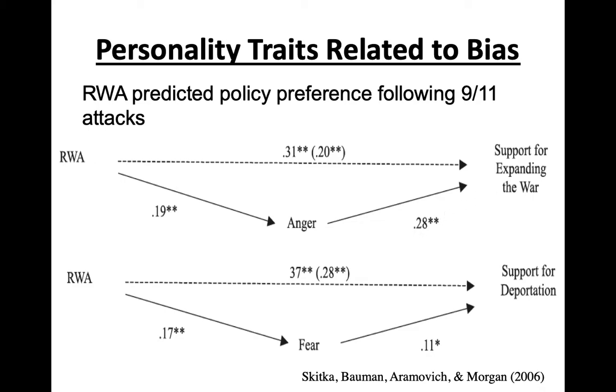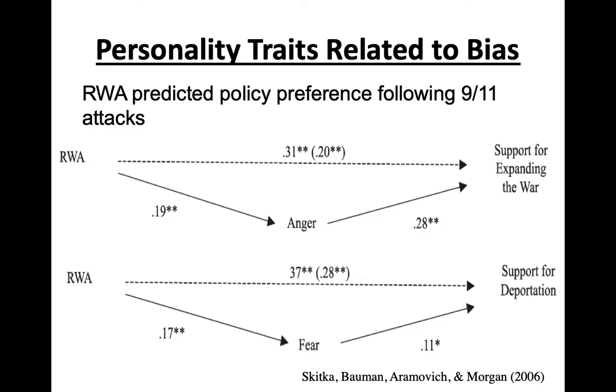So we can explain this by saying that after the 9/11 attacks, people that were higher in right-wing authoritarianism were more likely to experience anger, and it was that anger that was partially responsible for being supportive of policies to expand the war on terror to Iraq, and we know what happened. Interestingly, it was a different emotion that led people that were higher in right-wing authoritarianism to support deportation. People that were higher in right-wing authoritarianism were also more likely to feel fear. Okay, so both angry and afraid.